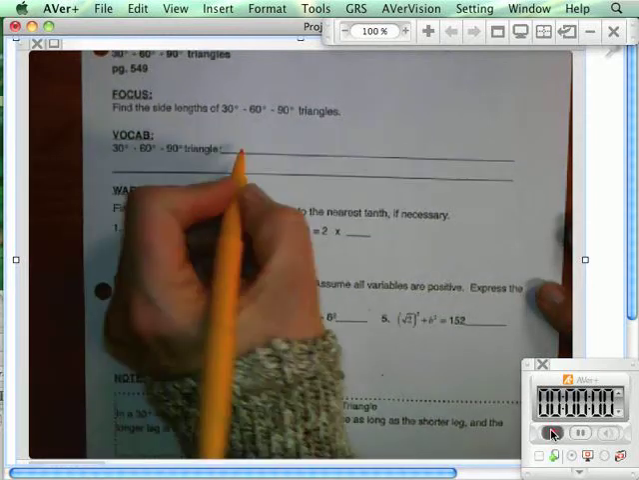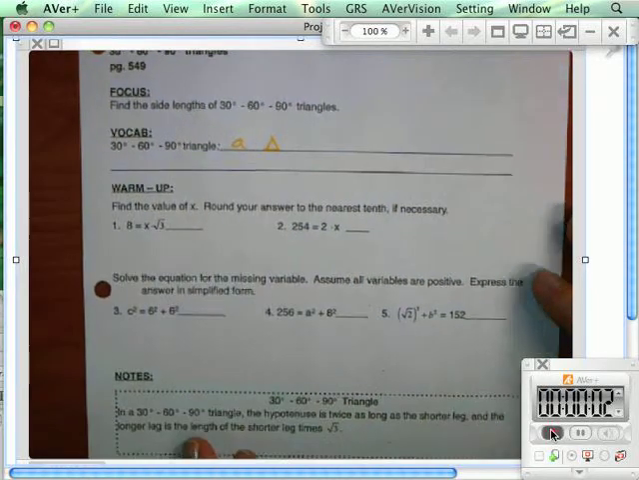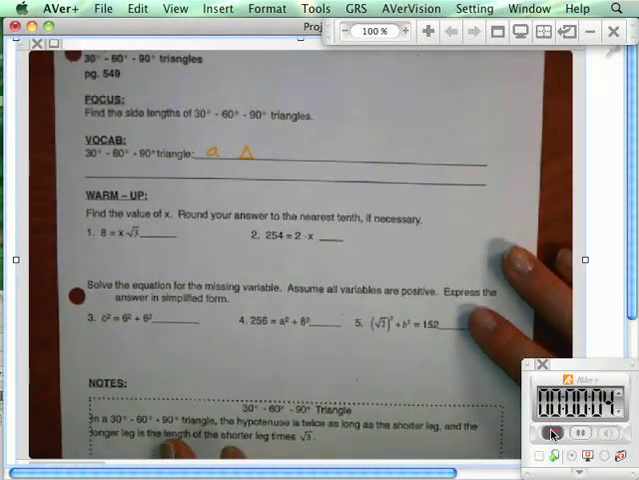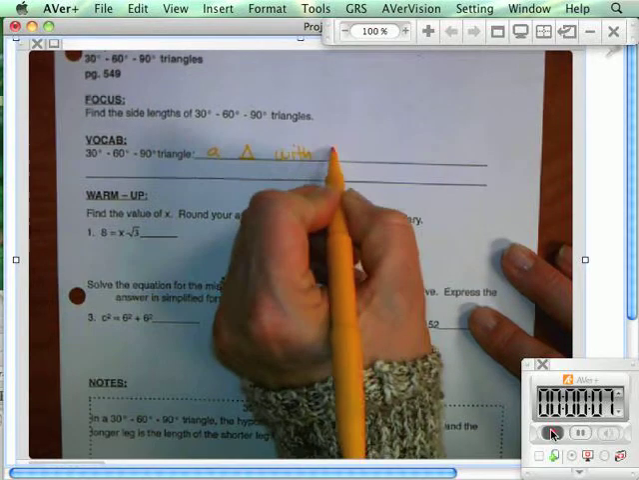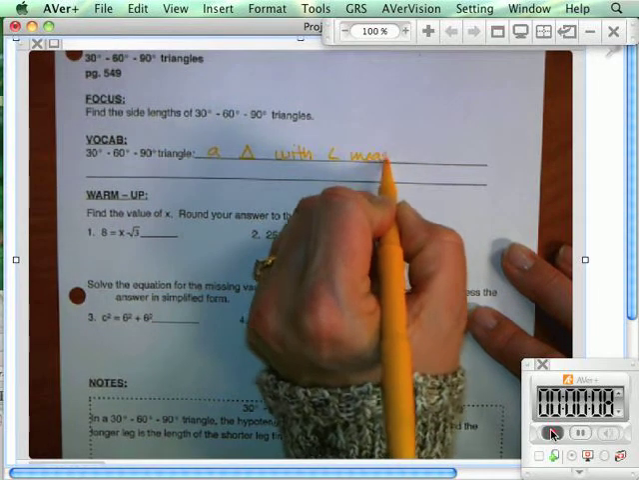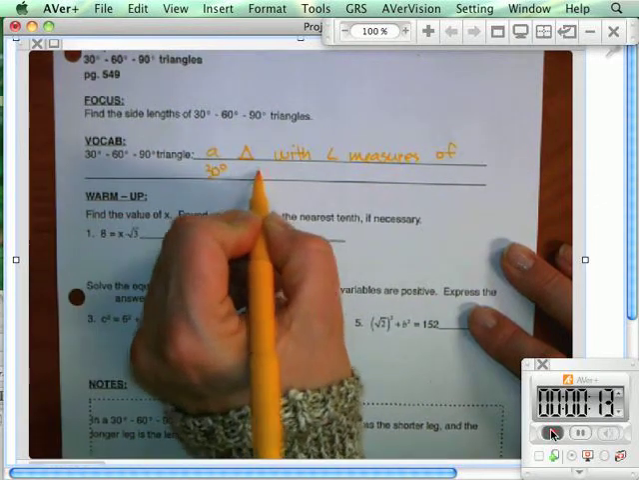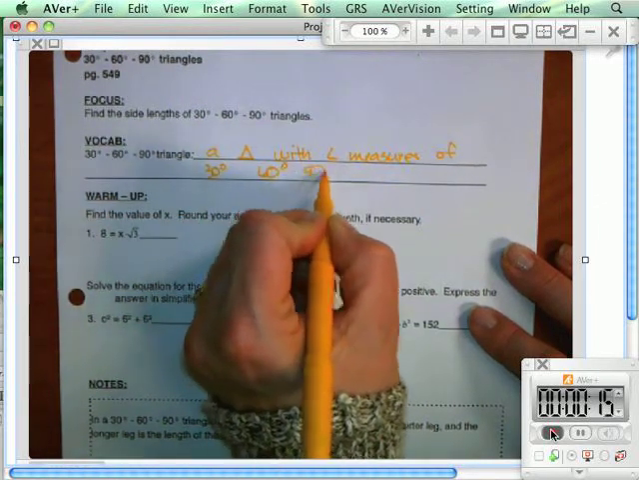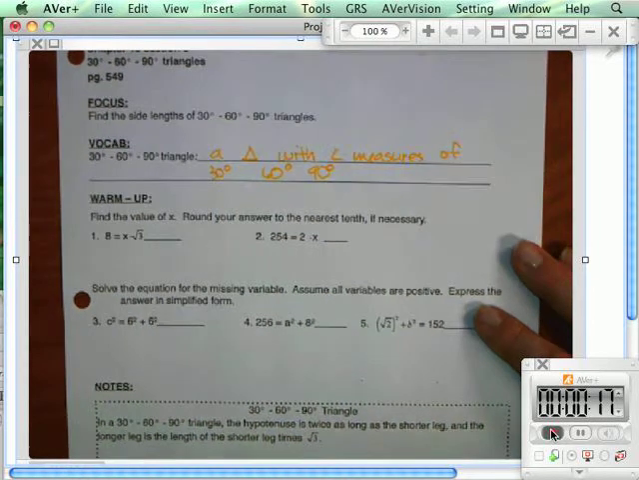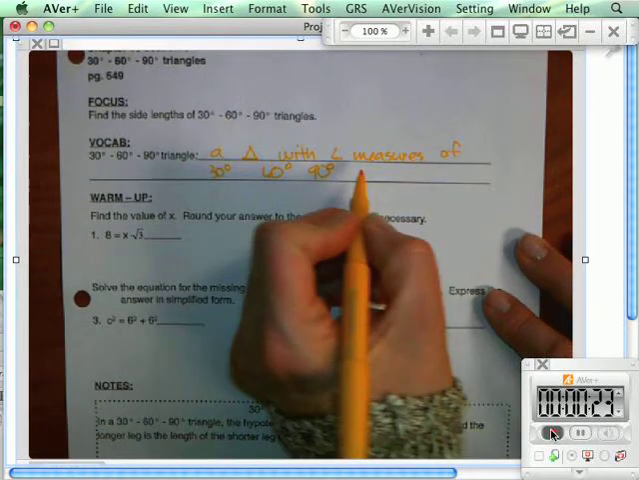A triangle. Can you see that? Yeah. I'll give it to Mrs. Schultz, please. With angle measures of 30 degrees, 60 degrees, and 90 degrees. So what kind of triangle is it if it's got 90 degrees in it? It's a right triangle.